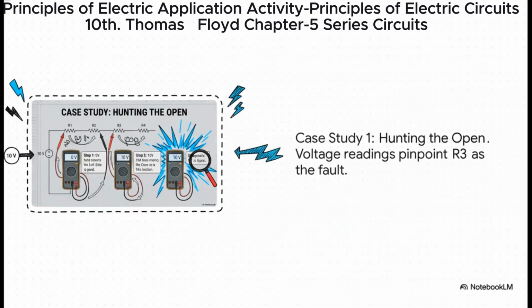Let's play detective. Case study number 1. The symptom: the circuit is completely dead. So our brain says, probably an open circuit. Okay, let's use the half-splitting method. We'll measure the voltage right in the middle, after resistor R2. We take our first measurement and the meter reads 0 volts. That's actually great news. It means the circuit is perfectly healthy up to that point. The problem has to be in the second half. So what's next? We measure across the very next component, R3, and bam! The meter reads 10 volts, the full source voltage. Diagnosis: R3 is open. Case closed.